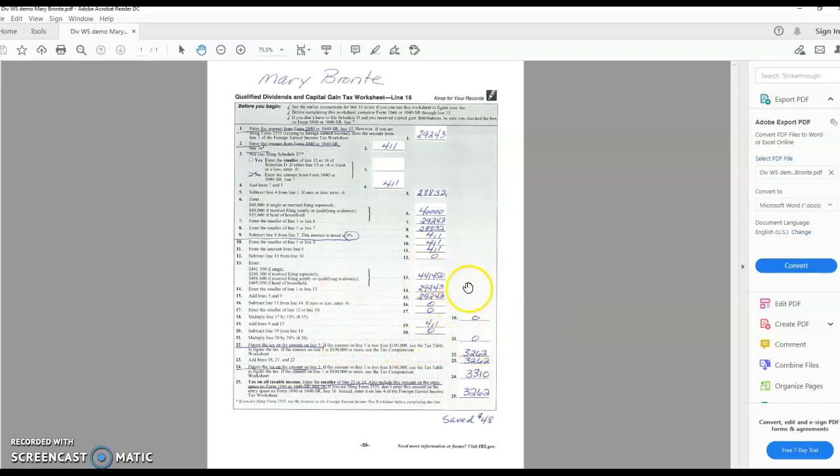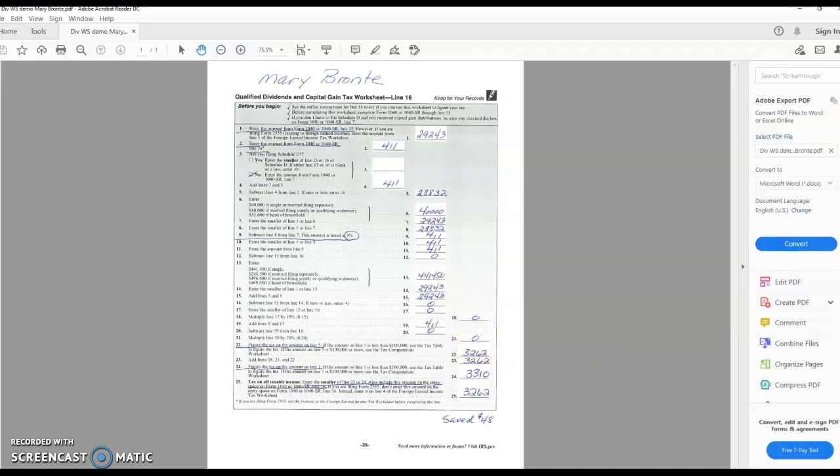So what this would have done is if we would have had someone that was in a higher income tax bracket, then some of their qualified dividends would have been taxed at either 15% or 20%, instead of their tax bracket.